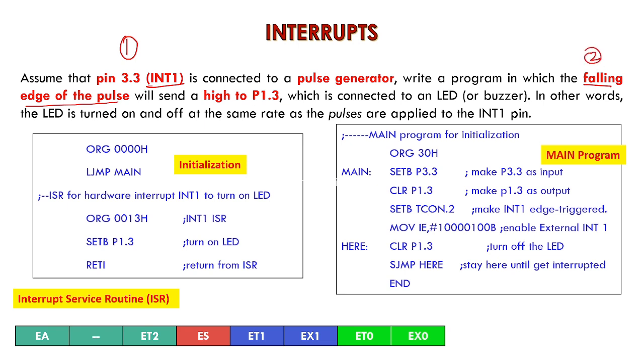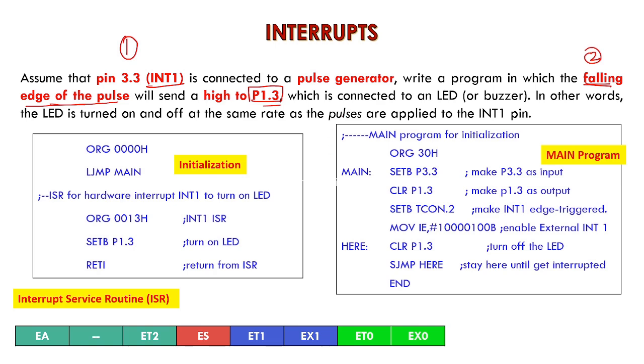Second observation: will send a high to 1.3, which is connected to an LED or buzzer based on our understanding. That means whenever an interrupt occurs, the LED will glow. So that is connected to the pin 1.3. Here, very important is the falling edge of the pulse.